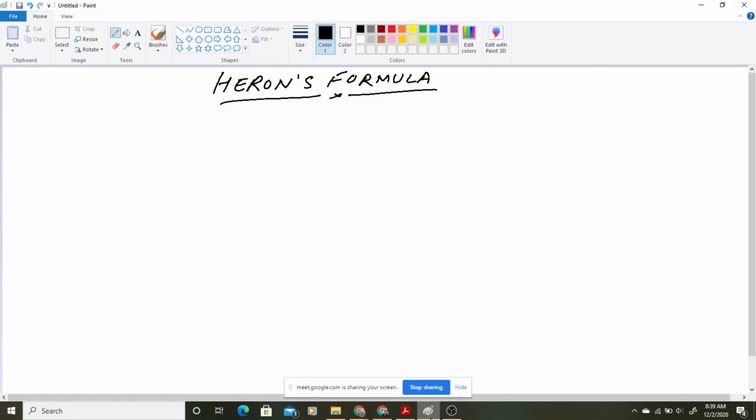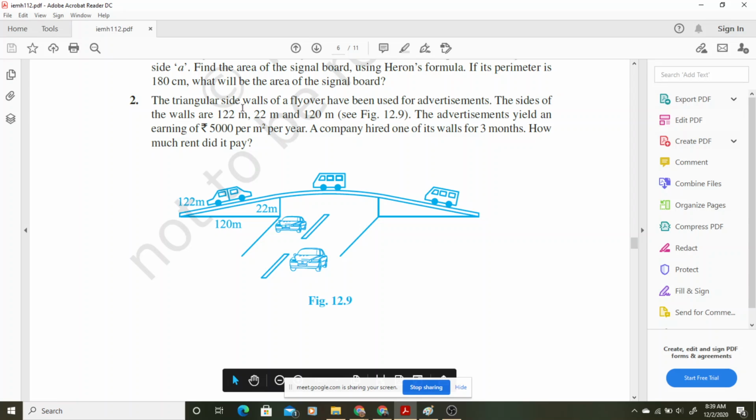Let us see 12.1 question number 2. So what is there in the question? The triangular side wall of a flyover has been used for advertisement. You must have seen advertisement posters on roads, pasted on walls like that. Here we have a flyover with two triangular sides. You can see in Figure 12.9 these two triangular side walls.